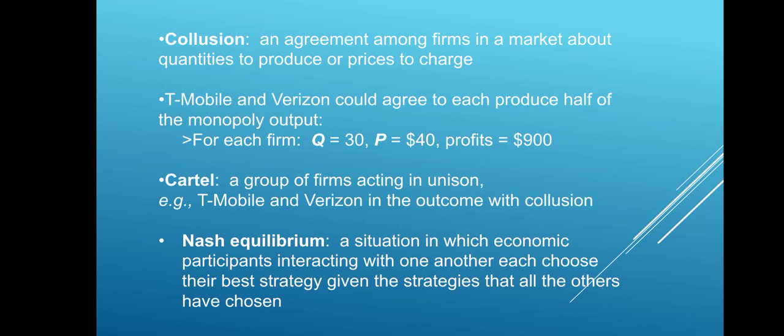Collusion. It's an agreement among firms in a market about quantities to produce or prices to charge. T-Mobile and Verizon could agree to each produce half of the monopoly output. For each firm, the quantity is 30, the price is 40, and the profits are 900. Cartel. It's a group of firms acting in unison. Example: T-Mobile and Verizon in the outcome with collusion.